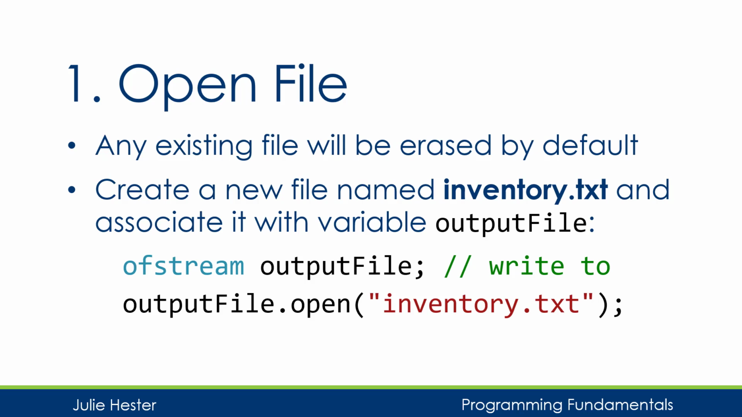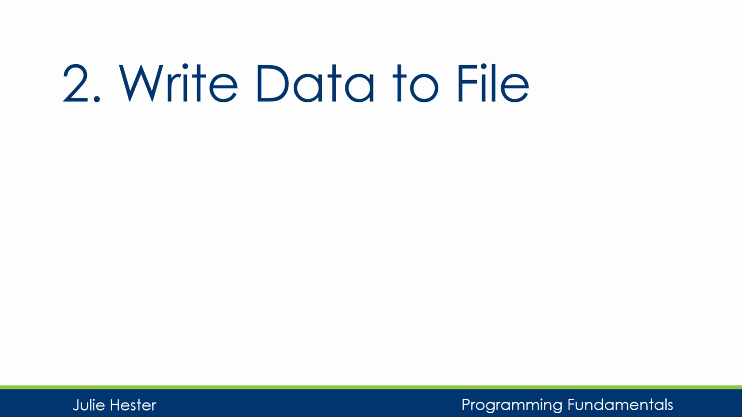outputFile is an object, and when we want to call a function for an object, we'll follow the variable name with a period and then the function name. So here I'm calling the open function, and I'm using the name of the file as a parameter to the open function. Once my file's open, then I can write data to it.